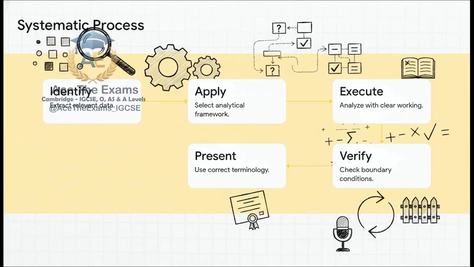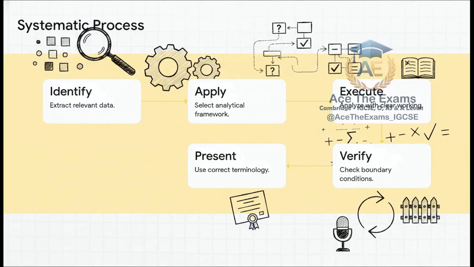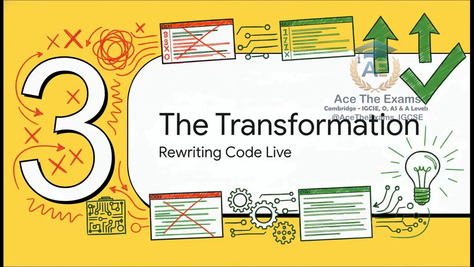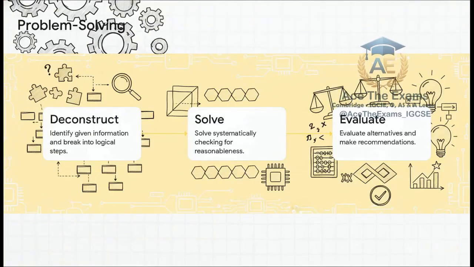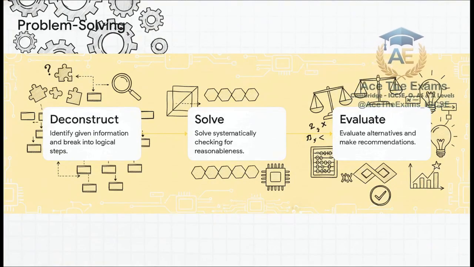By strictly following these 5 steps, you are literally being graded on your analytical footprints. You're showing the examiner exactly how you crack the safe. Section 3. The transformation. Rewriting the code live. The crucial point here is mastering the deconstruct, solve, evaluate problem-solving method.